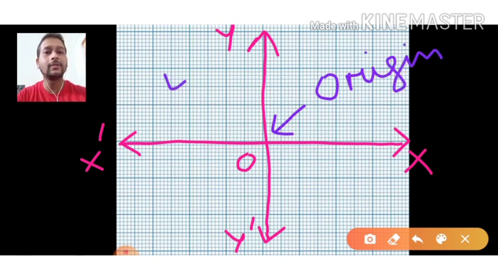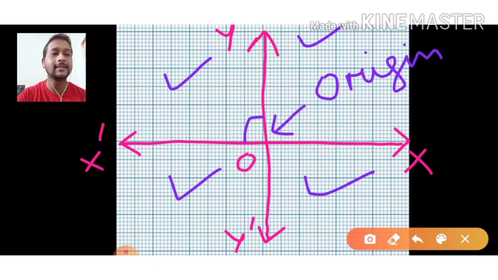And these all are quadrants. You know they are perpendicular axes, and O is the origin. Each equal part made by these axes, 4 equal parts, each part is known as a quadrant.